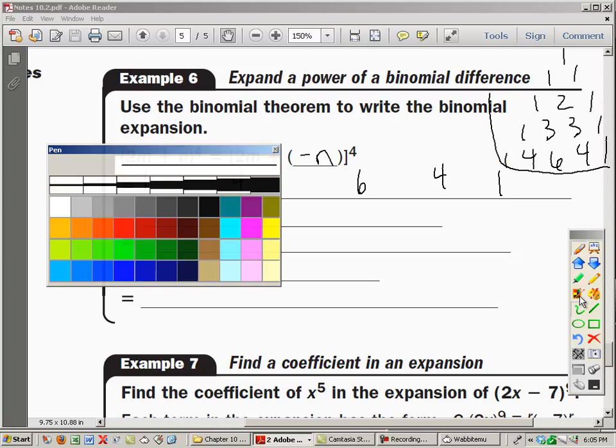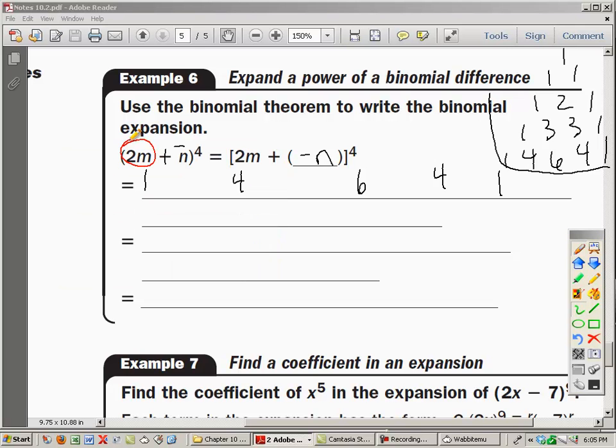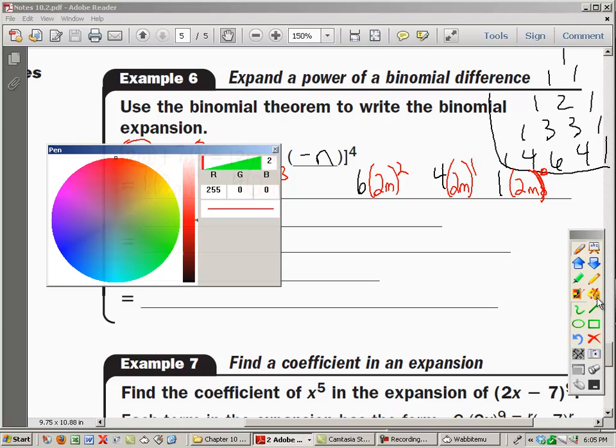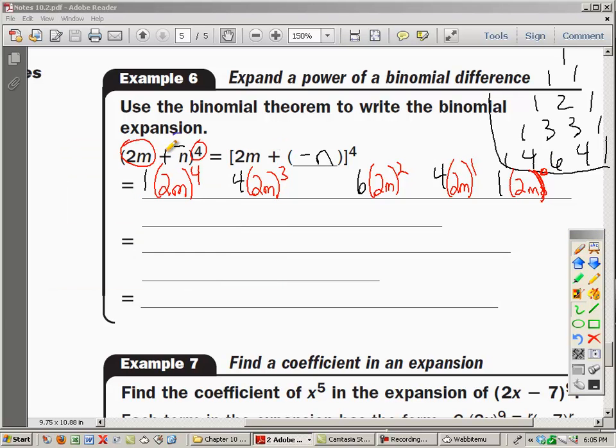All right. Now let's pick a different color for the first term. The first term is 2m. Now the powers on the first have to go from 4 all the way down. So this is 2m to the fourth power, 2m to the third power, 2m to the second power, 2m to the first, and 2m to the 0. All right. Now let's take a look at our negative n. Our negative n has to be raised to those powers, but going up. So this is negative n to the 0 power, negative n to the first power, negative n to the second power, negative n to the third, and negative n to the fourth.